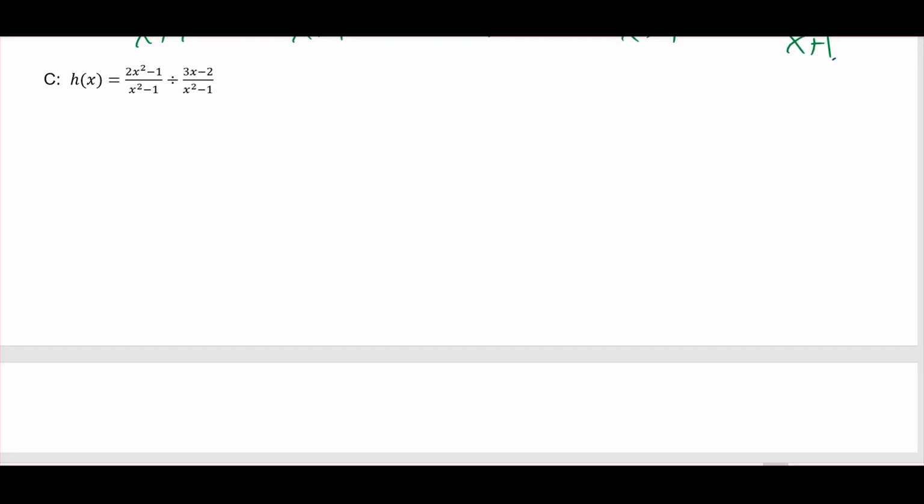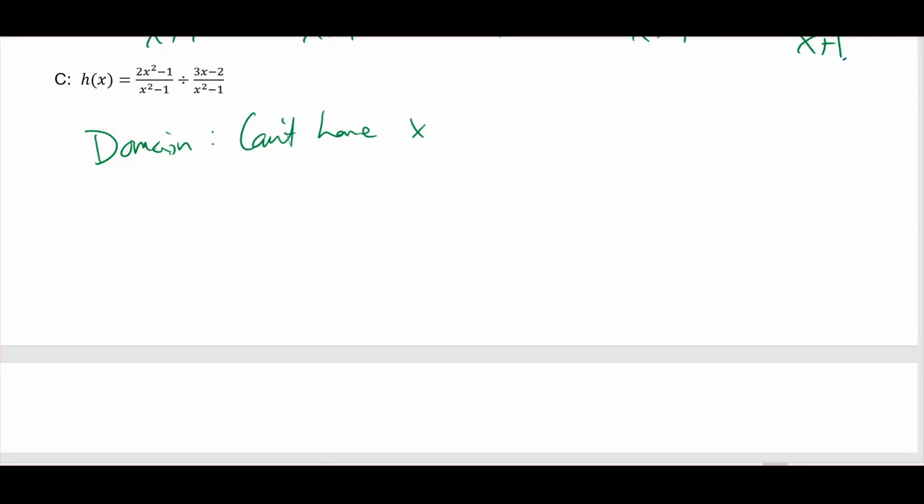So we want the domain, right? So we want all the values so that any denominator is not 0. So that thing can't be 0, right? So we can't have x squared minus 1 equals 0. So we can solve this really quickly. We probably already know that the solutions are plus or minus 1, right? We can find these by factoring, right? Because we know that that's the difference of 2 squares. And then we use that zero product property, right? Okay, so we got x can't be this number.